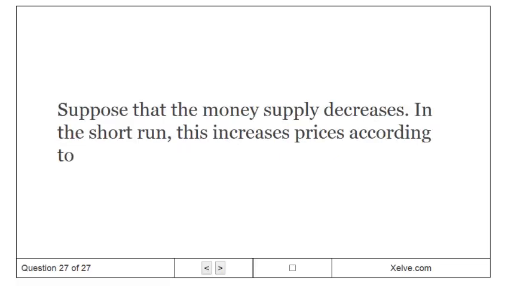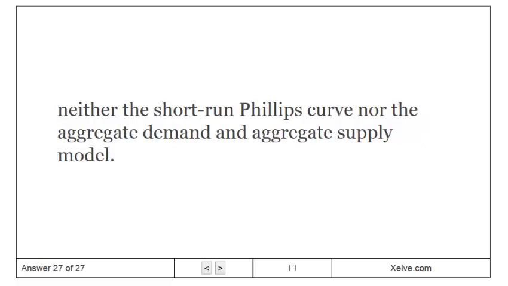Suppose that the money supply decreases in the short run. This increases prices according to neither the short-run Phillips curve nor the aggregate demand and aggregate supply model.